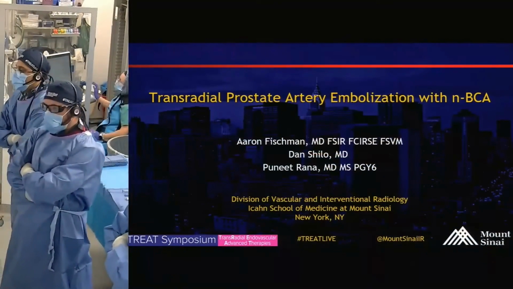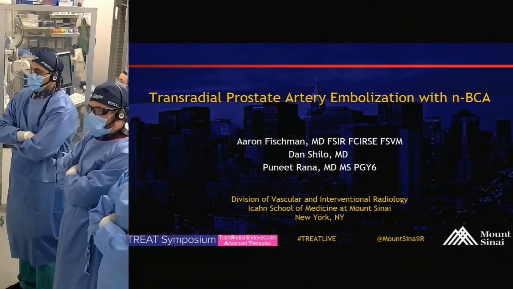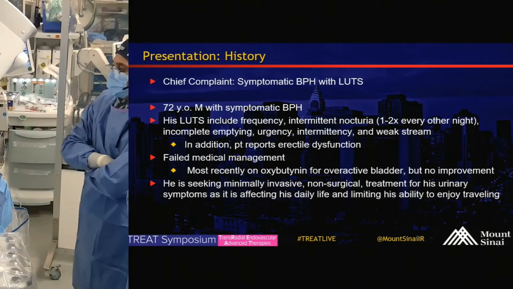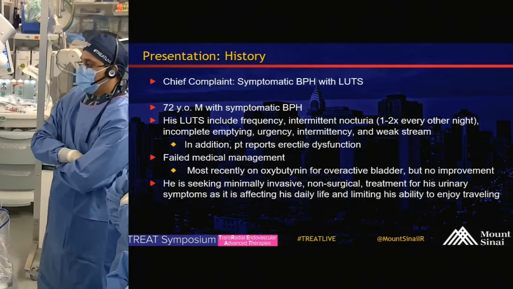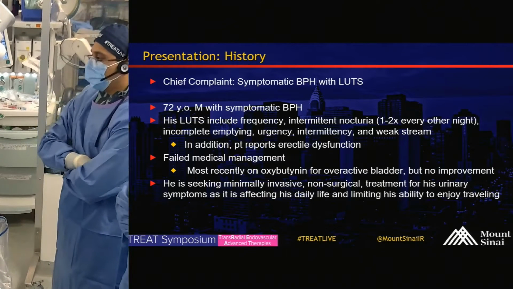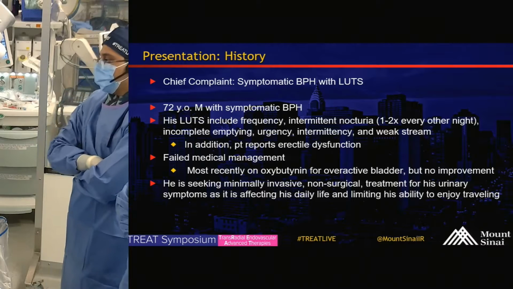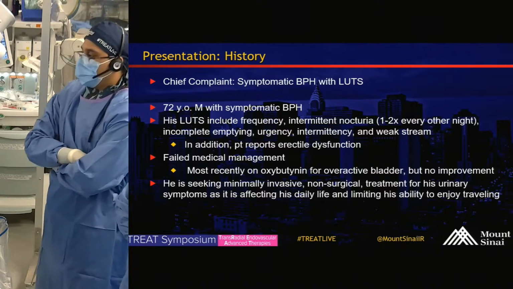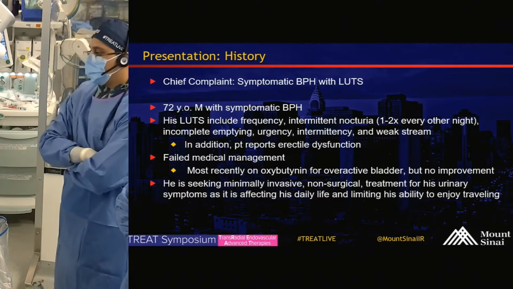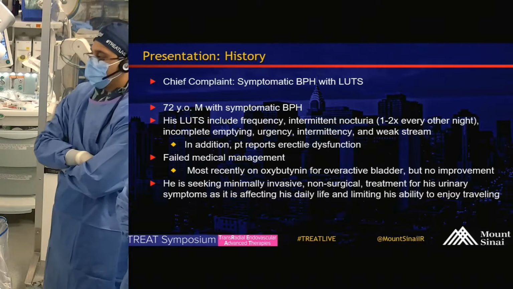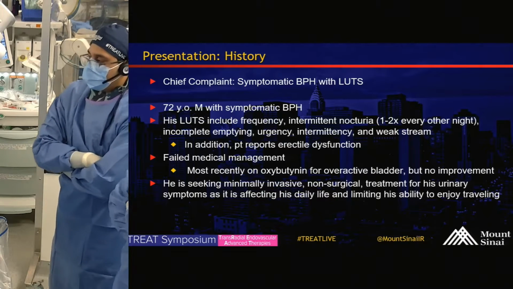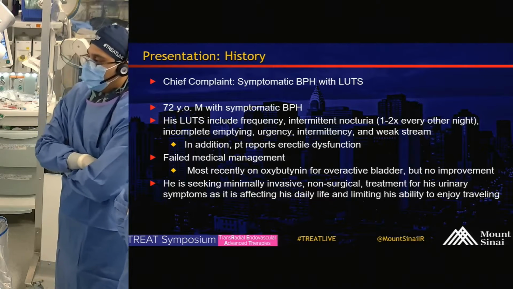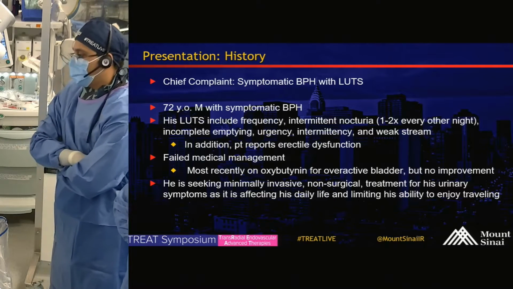Hey everyone, good morning. Today we're going to present a case of transradial prostate artery embolization using glue, n-BCA. We have a 72-year-old male with symptomatic BPH. His LUTS include frequency, intermittent nocturia 1 to 2 times every other night, incomplete emptying, urgency, intermittency, and weak stream. In addition, the patient reports he has erectile dysfunction. He's failed medical management in the past. Most recently, he's been on oxybutynin for overactive bladder, but had no improvement, so it was discontinued.